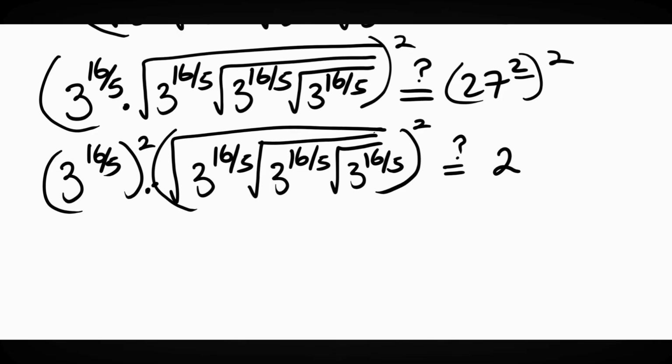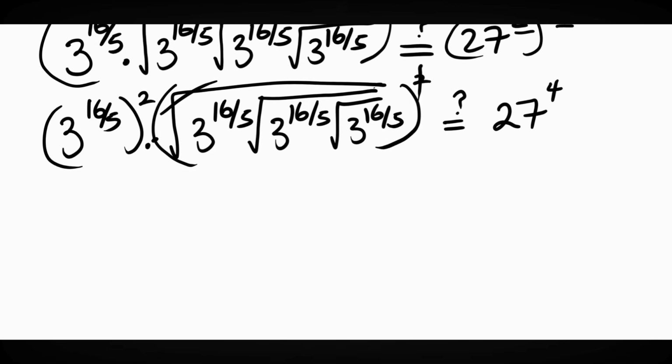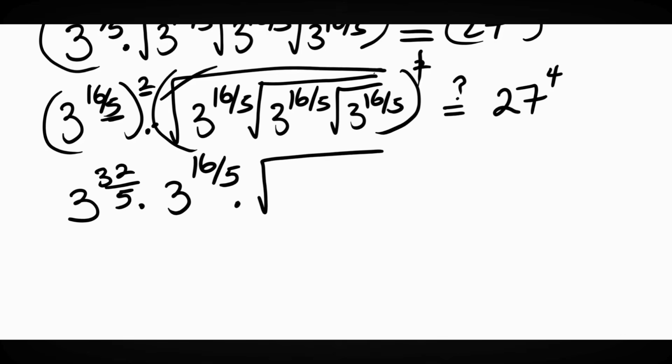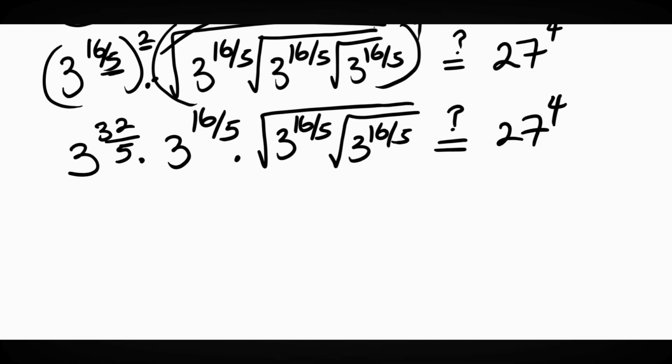And then 2 times 2 becomes 4. This 2 cancels out that square root, and this 2 multiplies 16 over 5. So we have 3 raised to the power 32 over 5, times the square root of 3 raised to the power 16 over 5. Okay, 27 raised to the power 4.